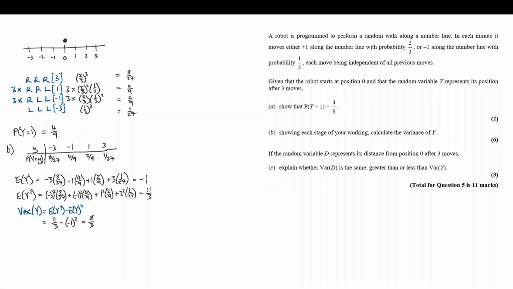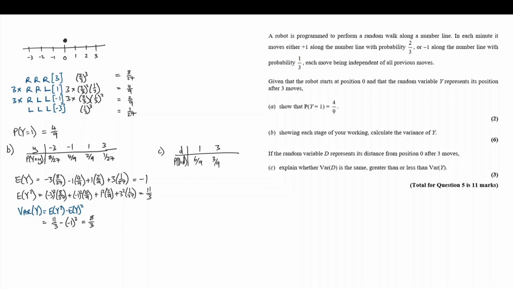So this D distribution only has 2 possible distances. It's either 3 or it's 1. And now the probability for 1 will be a combination of the probability for -1 and +1. And the probability for 3 is a combination of the probability for -3 and +3. So this is a quite smaller distribution. There's only 2 possible outcomes for it. We're trying to compare the variance for D with the variance for Y.